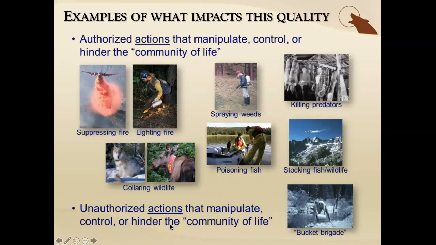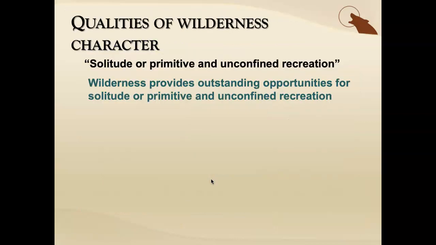There are also unauthorized actions. That is an example of an unauthorized action, but there are others too. The pulling of saguaro cacti, the setting of fires, that kind of stuff too. There are unauthorized actions that the public takes that also manipulate, control, or hinder the community of life. The third quality of wilderness character is the solitude or primitive and unconfined type of recreation quality.